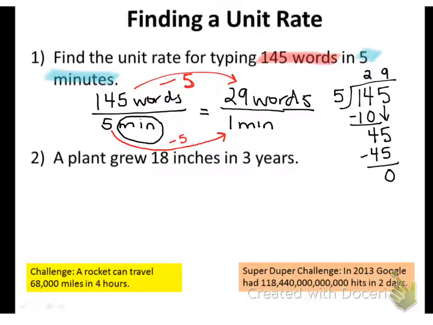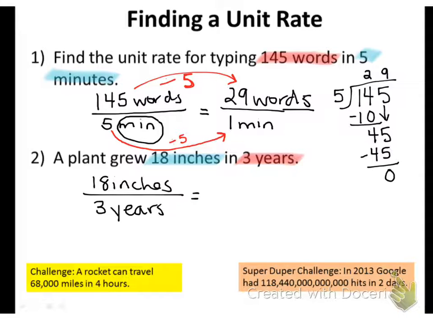Okay, let's do another example. A plant grew 18 inches in 3 years. So again, first I'm going to write this as a rate. So it's 18 inches in 3 years.